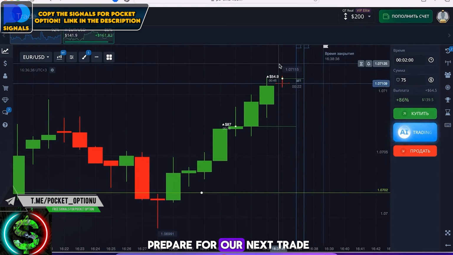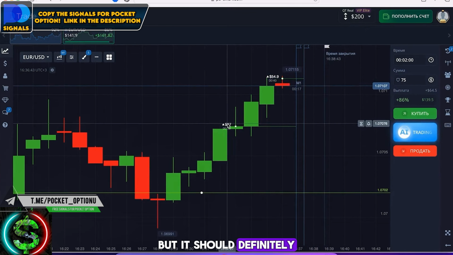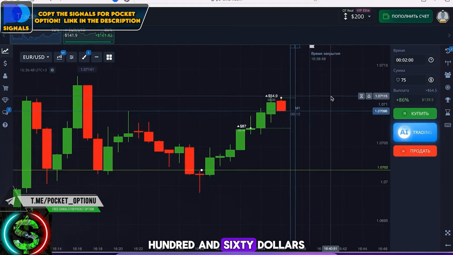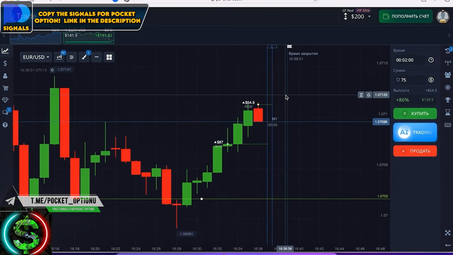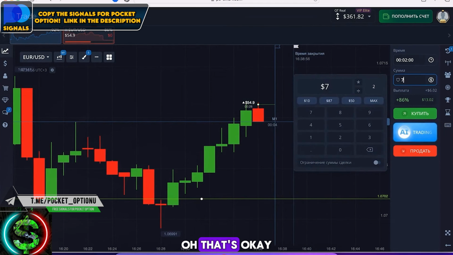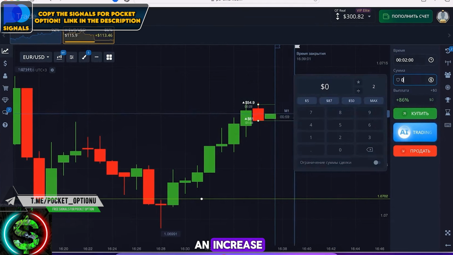Also, I will prepare for our next trade in the meantime. We have 12 seconds left on our lower trade, but it should definitely go through here, $87. It would also be great to get $160 on the balance now. So it seems we will have a loss on the minute trades here. Well, that's okay. Now, let's place $61 for 2 minutes here for an increase and add that.